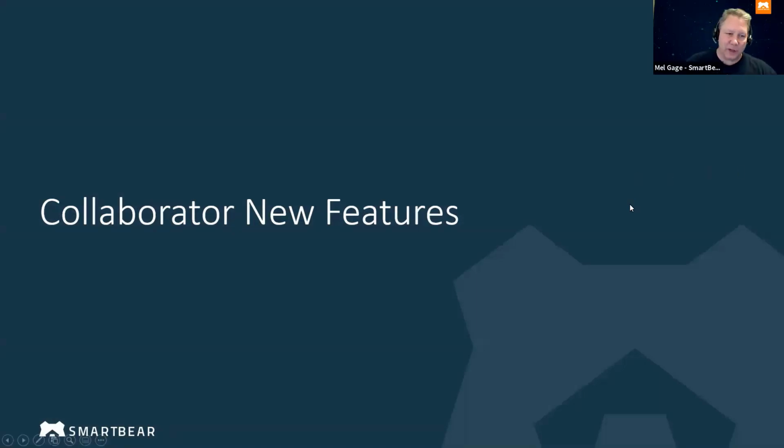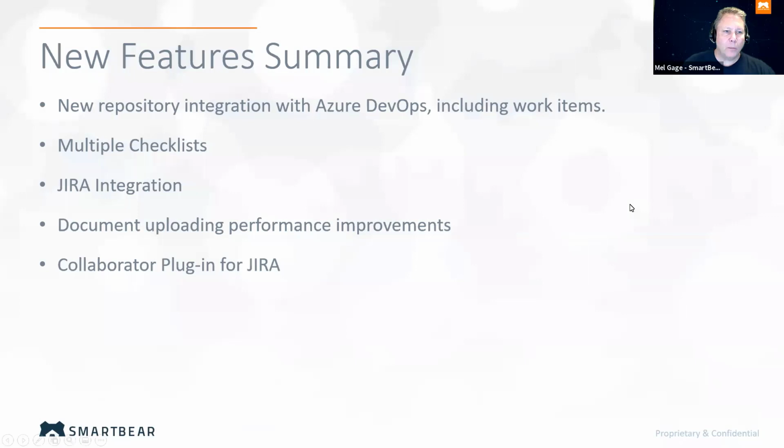So we're going to highlight these new features. The repository integration with Azure DevOps. We included work items. I'm not going to show that one today, but if you do currently use Azure DevOps as your work item tracking, it does integrate into Collaborator as well as Azure DevOps repos. We're certainly going to see those multiple checklists. We're going to show off that Jira integration for those of you that are on 10 and older and haven't seen that yet. We're going to look at document uploading performance improvements, and then we're going to look lastly at that Collaborator plugin for Jira.